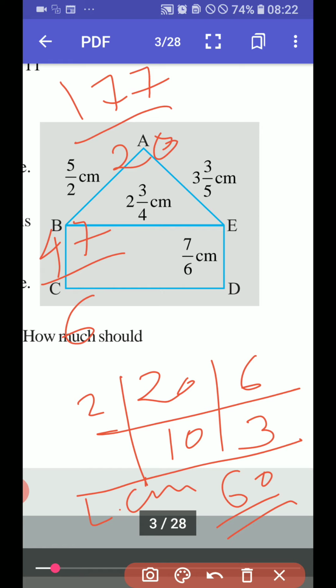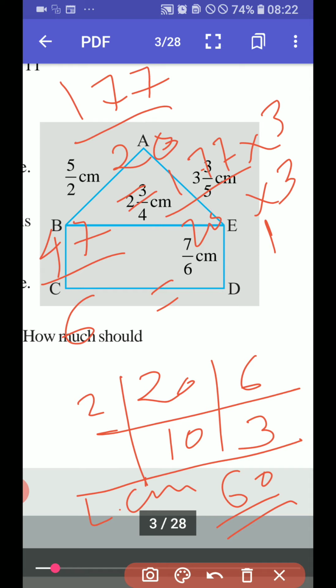So you will multiply the numerator and denominator by 3. This one you can write: 7 times 3 is 21, carry 2, 7 times 3 is 21, 21 plus 2 is 23, carry 2, 3 times 1 is 3, 3 plus 2 is 5, so 531 upon 60, right? The same way you can find out the other.